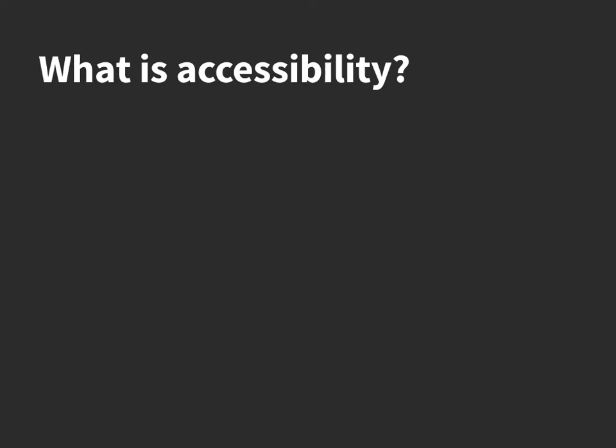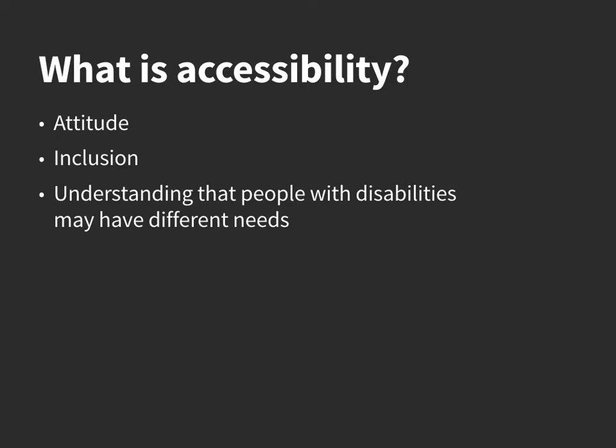So accessibility is a matter of attitude, it's a matter of inclusion, and it's also understanding that people with disabilities may have different needs. As designers and communicators, most of what we do falls under the umbrella of inclusion. But if we don't have the other two aspects, attitude and an understanding of people with disabilities, we don't really have the tools necessary to achieve an inclusive design.